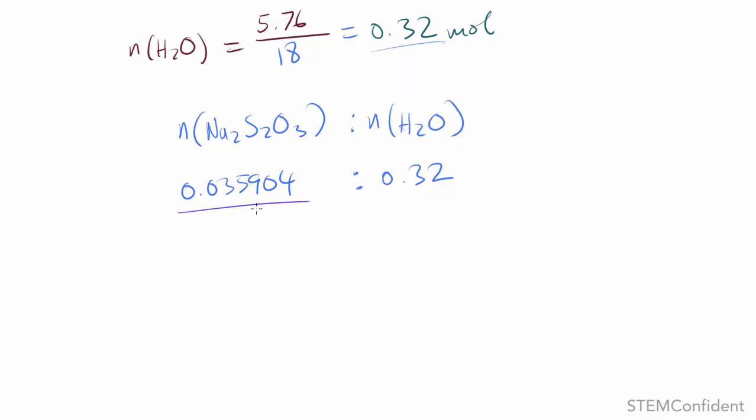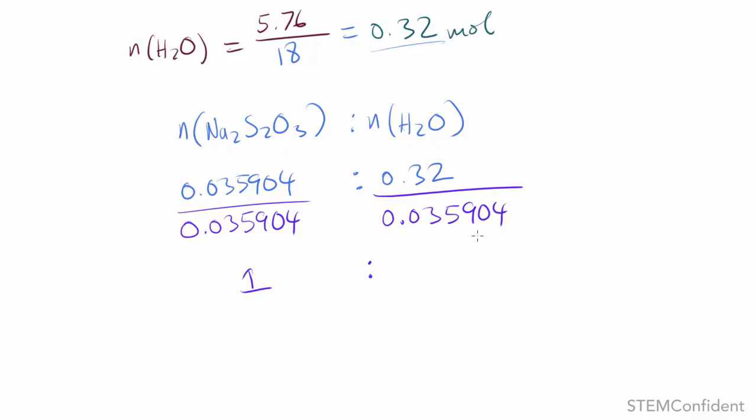So if we divide this by 0.035904, we're going to get 1. Now on the other side of the equation, we're going to divide this by the same 0.035904, and if we do that, we're going to get 8.9127.